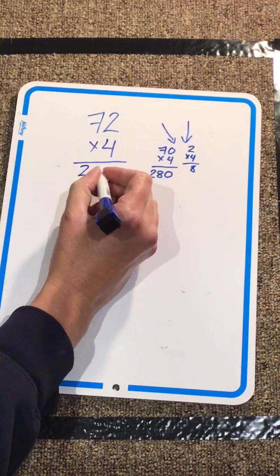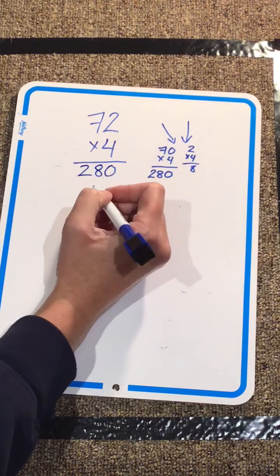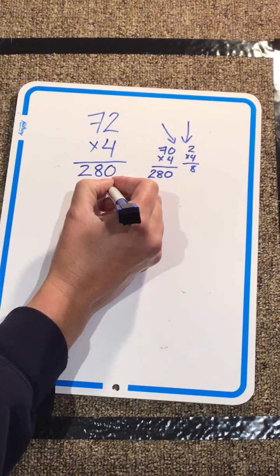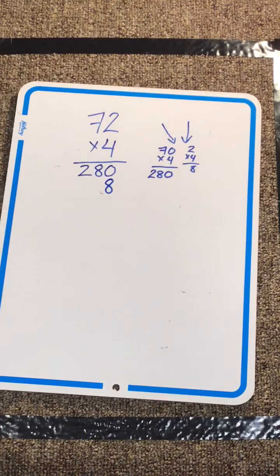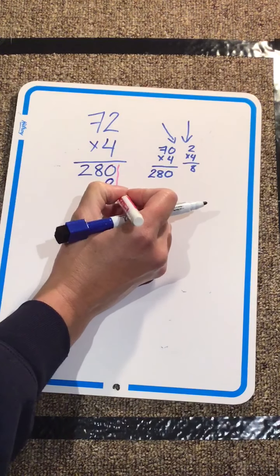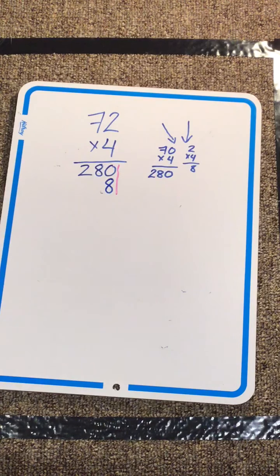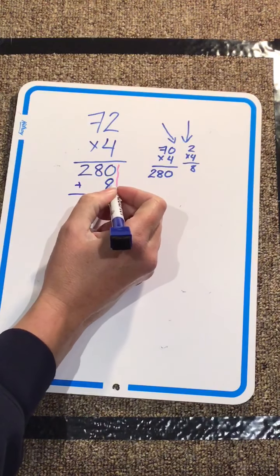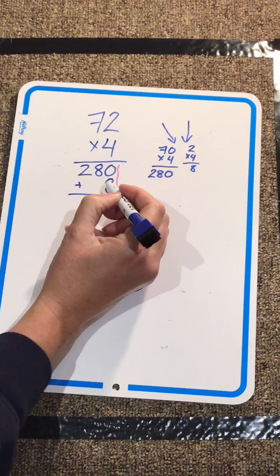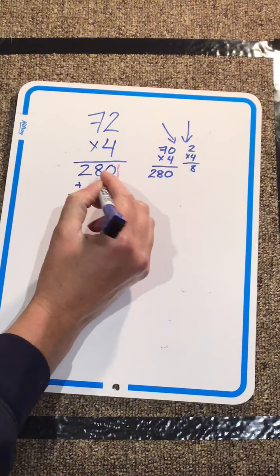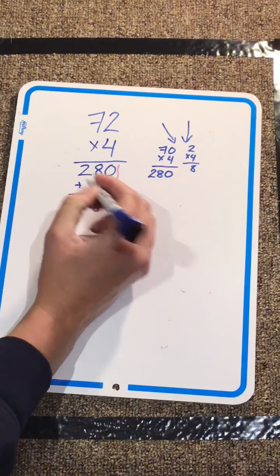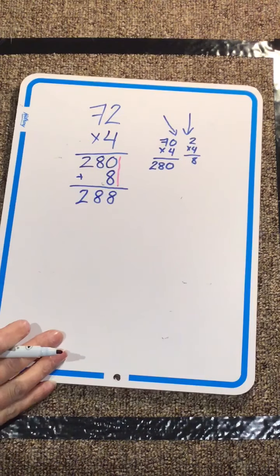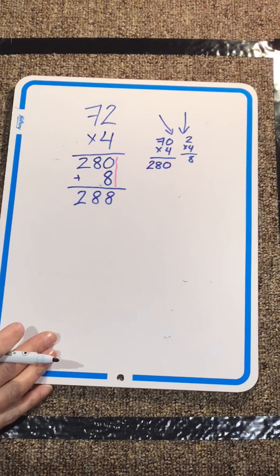So then we have to add those two up. We had 280 for the first answer. Then we have 8. And this is where it's really important that we line up those answers on the right-hand side, so that when we add them up, we're actually adding things in the right columns. 0 plus 8, easy peasy. 8 plus 0, 2 plus 0. So 72 times 4 gives us 288.